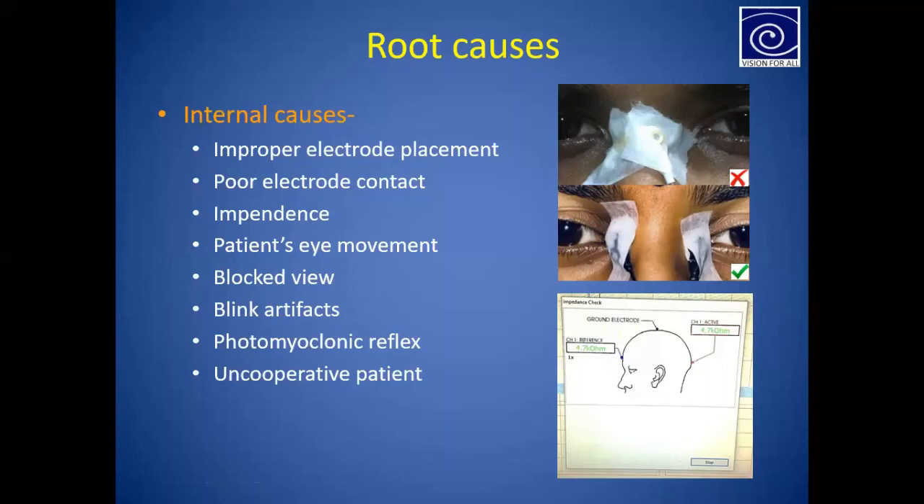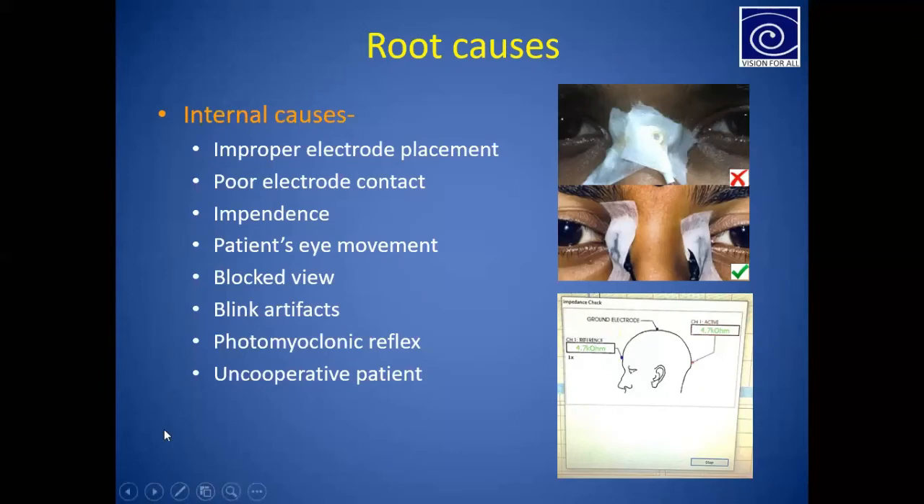Now, the patient's eye movement is also a very important cause of any kind of artifact. If the patient's view of the Ganzfeld, stimulation or screen is blocked by an occluder on the other eye or by his own eyelid, that will also create a noisy or reduced response. Blink artifacts come when the patient blinks during the test procedure, so ask the patient to look steadily as much as possible.